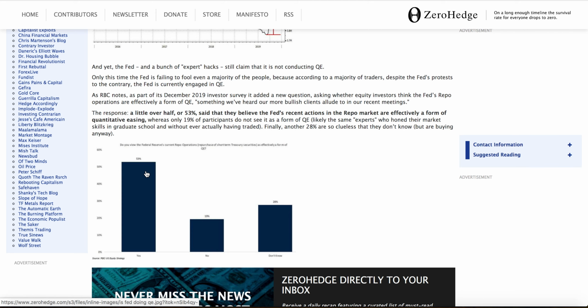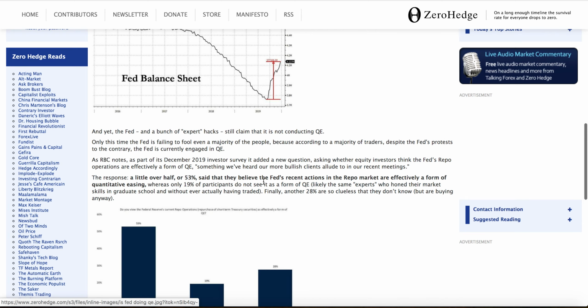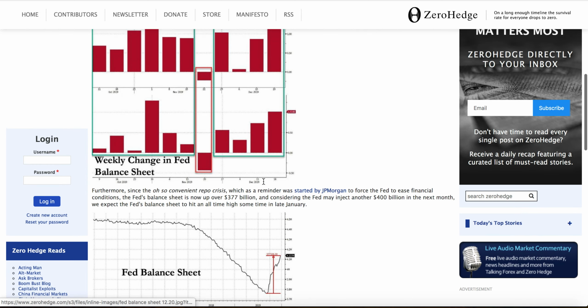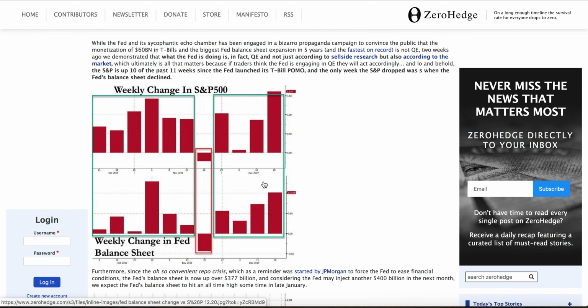So I'm surprised by the survey, only 53% say that. I thought it would be 80 to 90% saying Repo is QE, but obviously they don't know what they're talking about, and that means the equity investor is not very educated. So they should not be investors. They should probably say equity sheep or equity Joe, right? Because obviously this is printing freaking money.